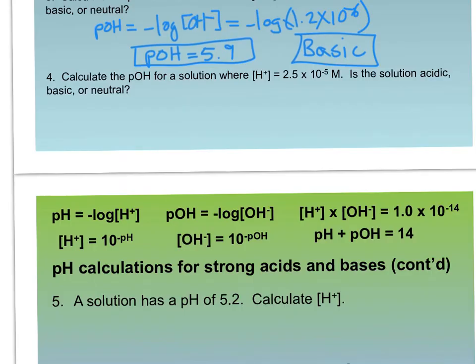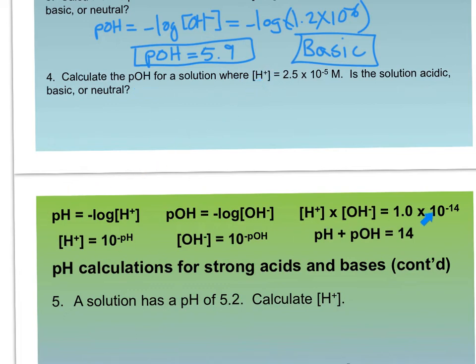Let's look at question number 4. It says calculate the pOH for a solution where the H plus concentration is given to us. And again, is the solution acidic, basic, or neutral? So we are trying to find the pOH, and we're given the H plus.